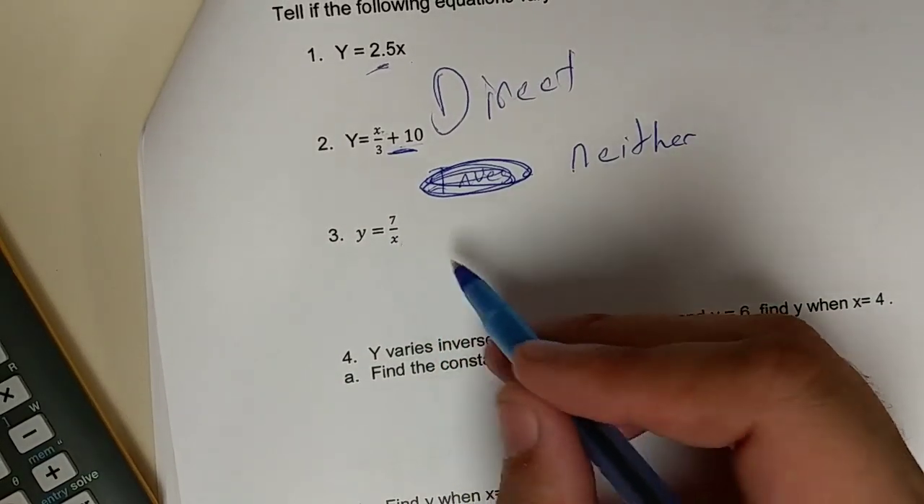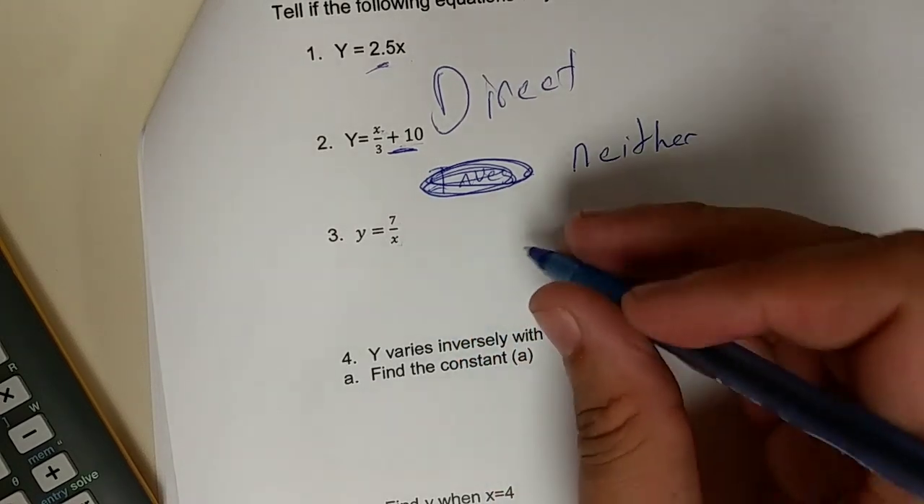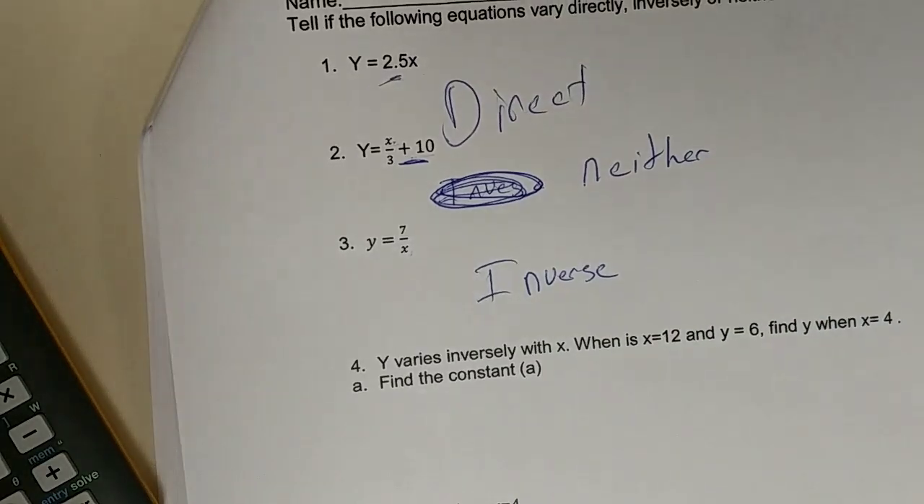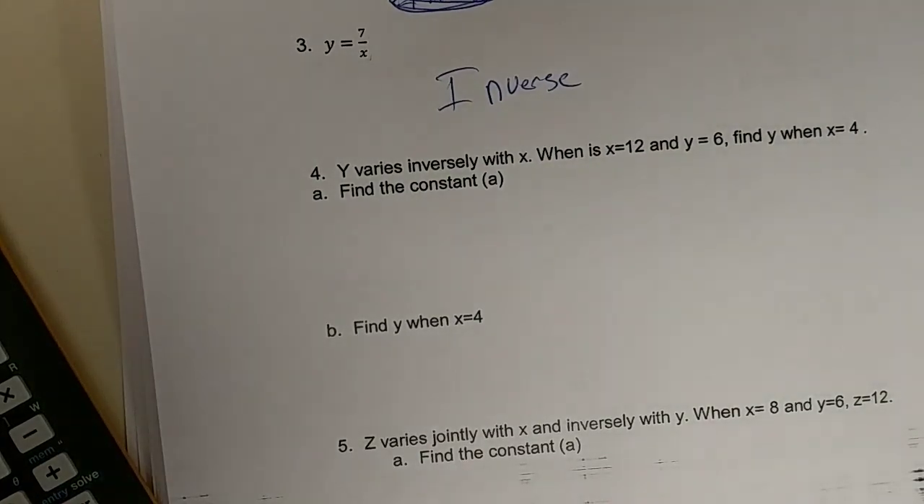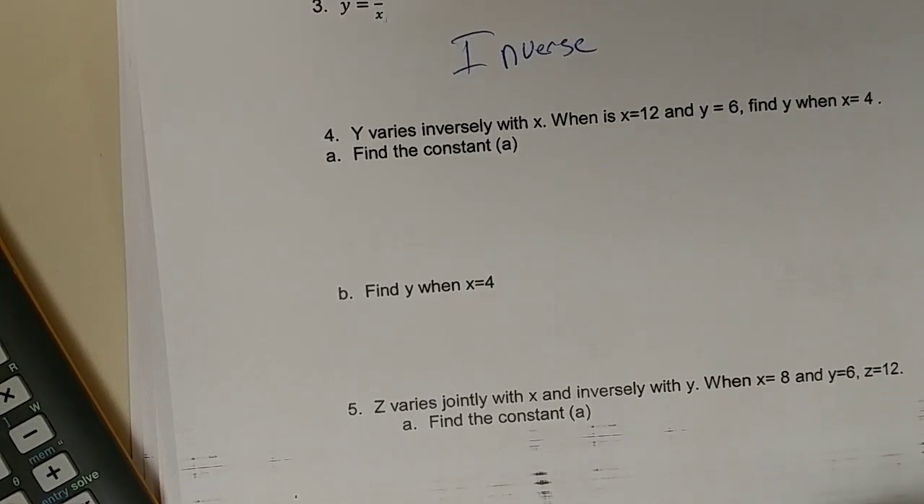Over here, 7 divided by x equals y. This is divided by x, so that's inverse. Okay, definitely know these ones because I literally can visualize the 2 or 3 multiple choice questions I gave you on this.